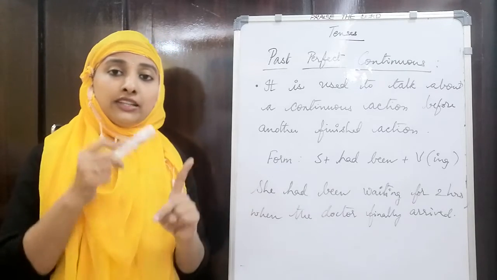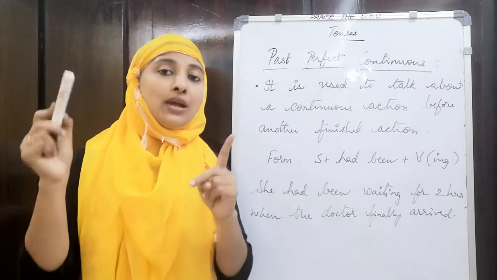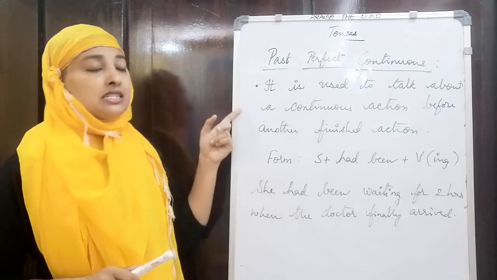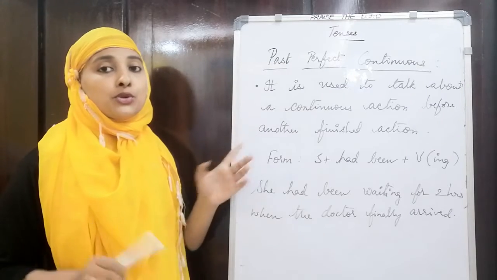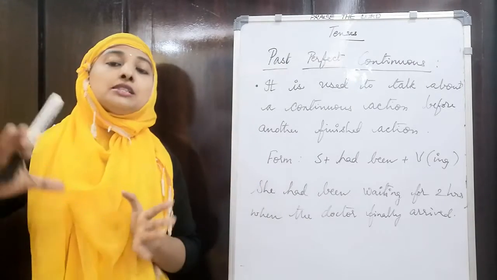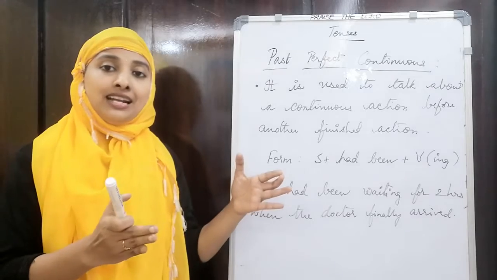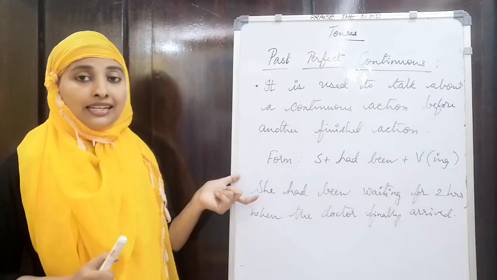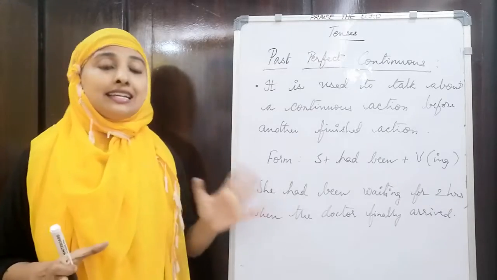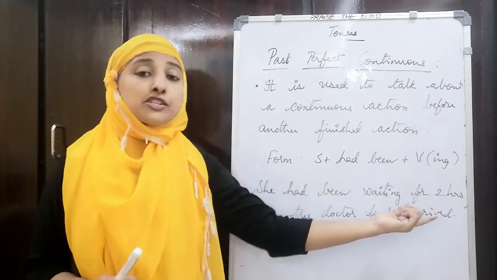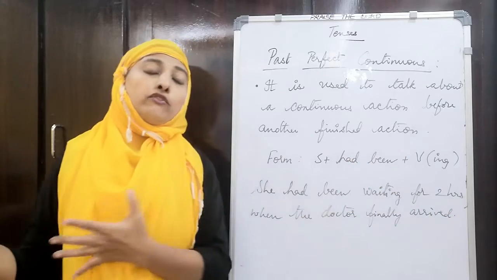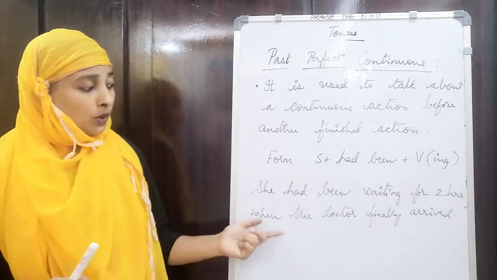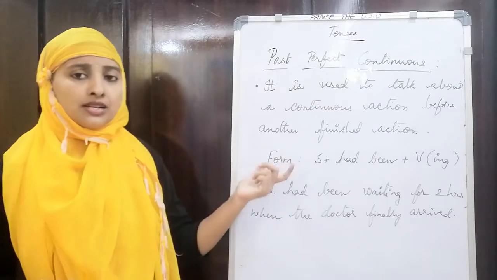But here the first event is still continuing when the second event got completed. So here past perfect continuous is used to express a continuous ongoing action of a first event when the second event got completed. And also in this particular tense, the emphasis is on duration. You will be mentioning the duration, or for how long it has been taking place. Okay, and also you can see the structure here.